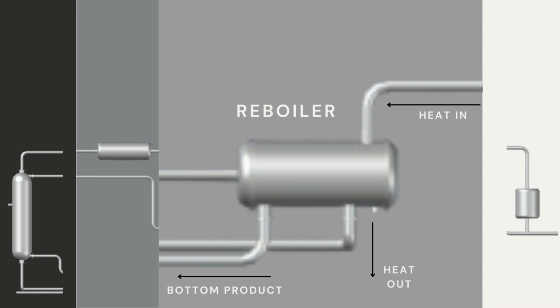The reboiler is located at the bottom of the distillation column. It provides the necessary heat to generate vapor from the liquid mixture, driving the separation process. The reboiler ensures that the heavier components remain in the liquid phase, while the lighter components vaporize and rise through the column.